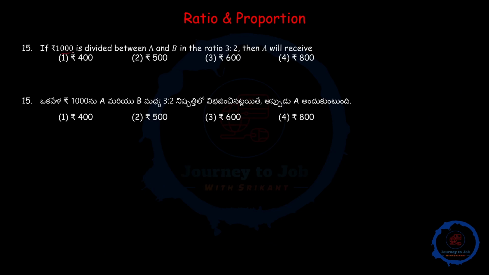If 1000 is divided between A and B in the ratio 3:2, then A will receive. So there are 1000 rupees, and we have to divide it in the ratio 3:2. Total is 5 parts, so simply divide by 5 parts, we get 200. So 3 into 200 is 600, 2 into 200 is 400. Since A's proportion is 3, A will receive 600, B will receive 400. This is A, this is B.